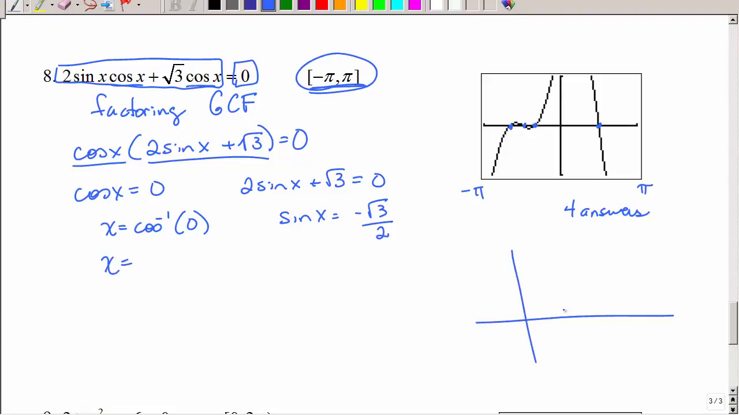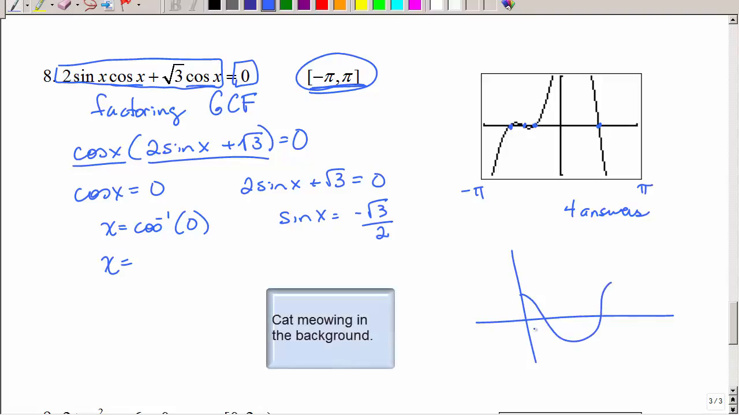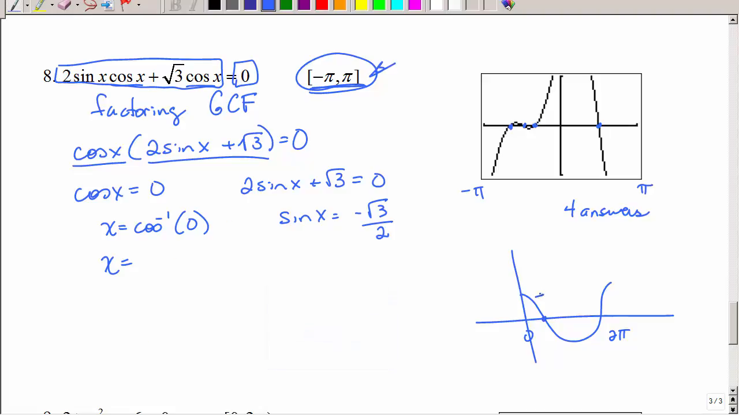I'm going to think about my cosine wave that looks like this, between 0 and 2 pi, which is not that interval. But when does it hit 0? Well, it hits it at pi over 2, which is in my interval. It hits it at 3 pi over 2, which is not in my interval. I need to go backwards. So this is positive pi over 2. Going backwards, it would be negative pi over 2. Or however you think, 90 degrees and negative 90 degrees.